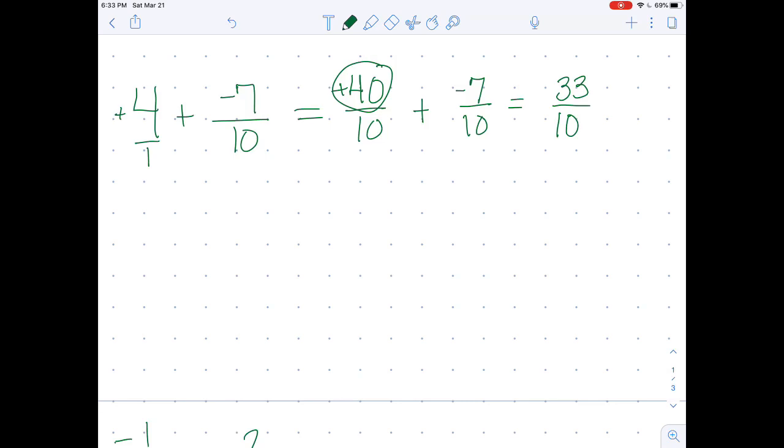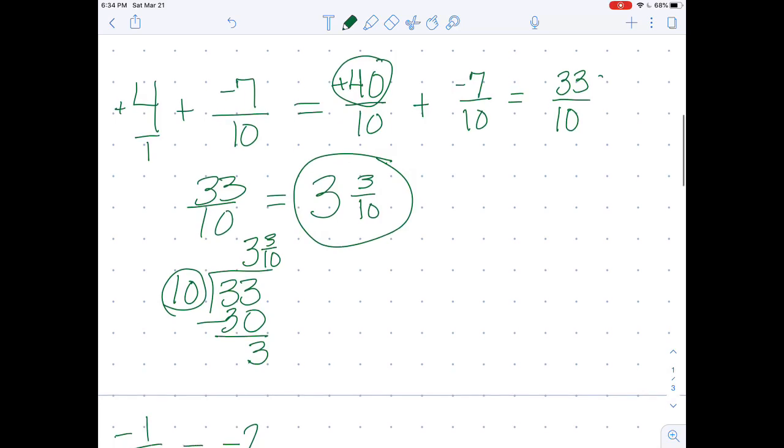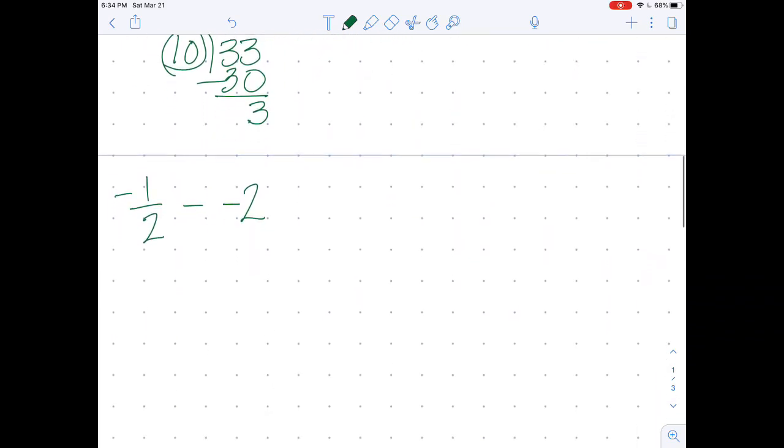But then I can simplify this because this is an improper fraction. So 33 over 10. I'm going to say, okay, how many times does 10 go into 33? 3 times. Okay, so if we do 33 divided by 10, it's going to be 3. And then there's going to be 3 left over, so we put that as the fraction over 10. So this will be 3 and 3/10 for our answer. Okay, let's look at one more example.